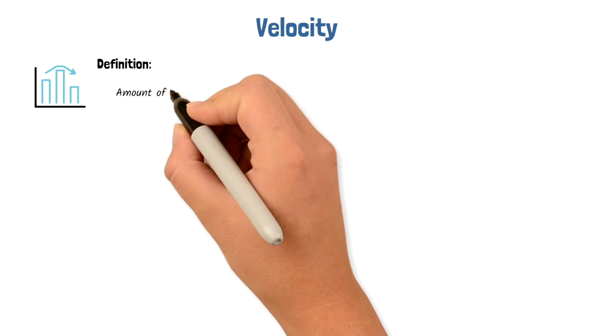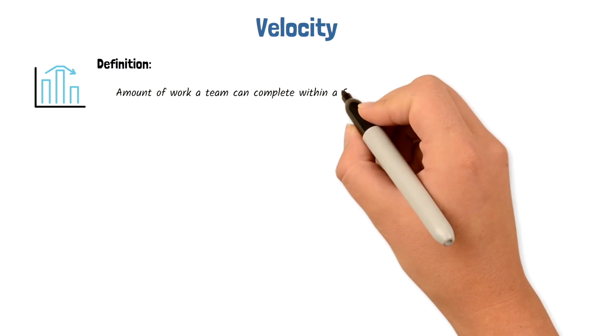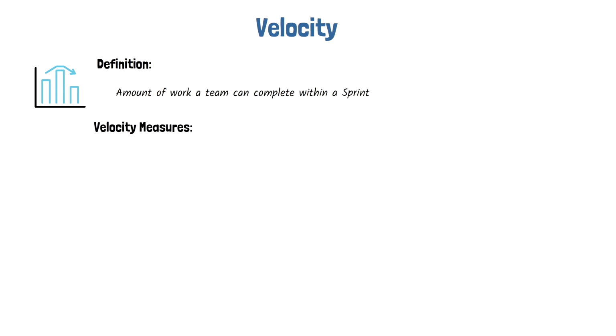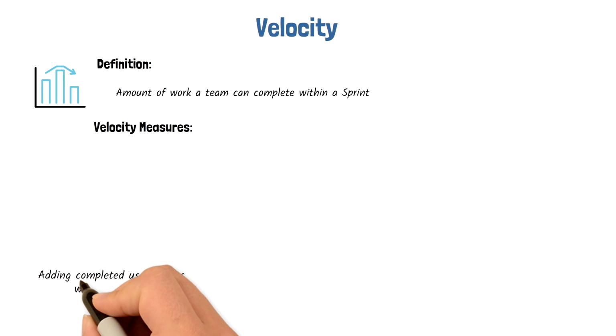Let's start with velocity. By definition, velocity is the amount of work a team can complete within a given time period, usually a sprint. It is measured by adding the sizes of all the user stories that are completed by the end of the sprint.